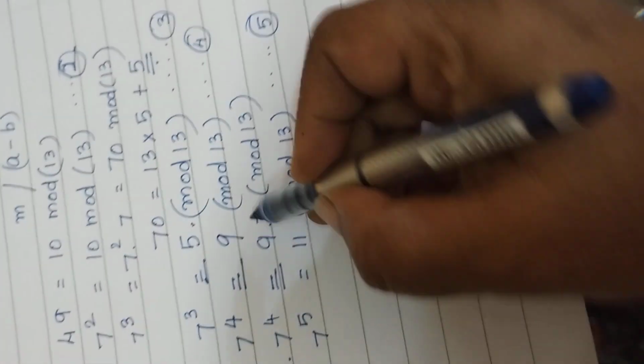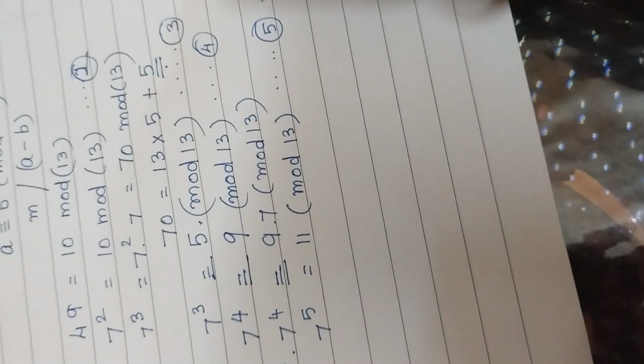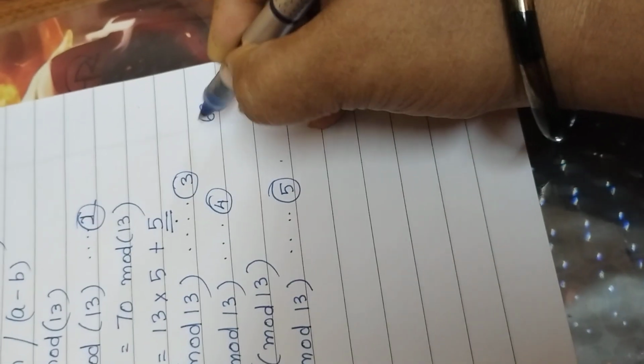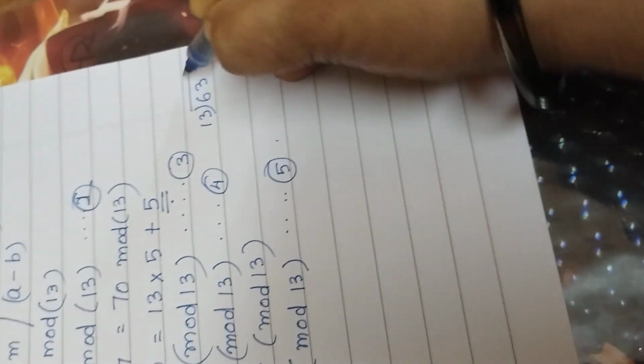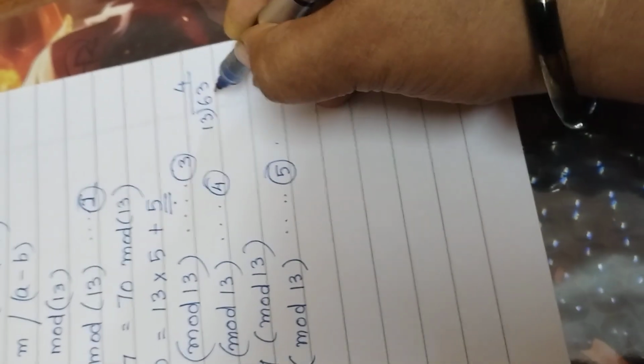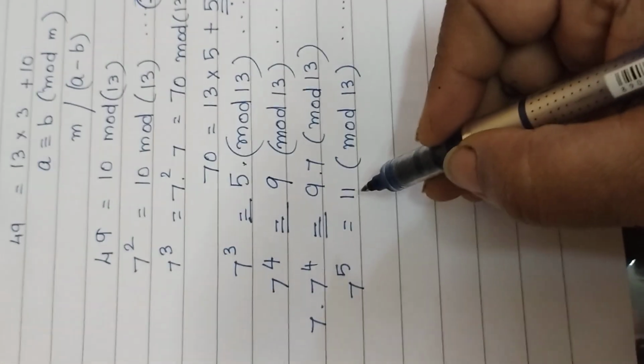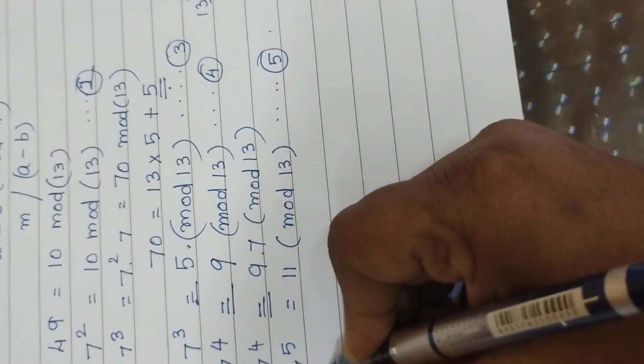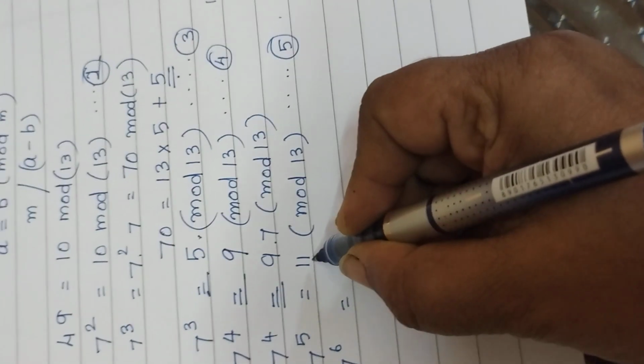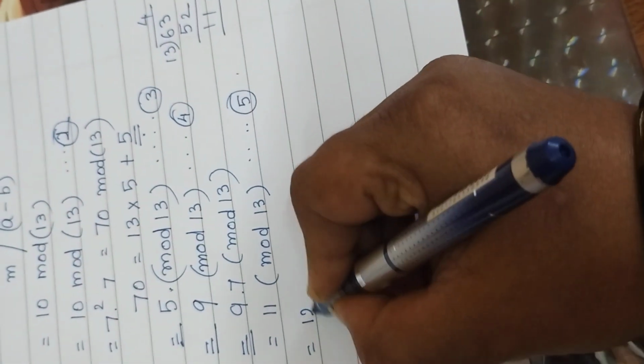Okay. So to be clear, 9 7s are 63. So 63 I am dividing by 13. So 13 4s are 52. If I subtract, I get 11 as the remainder. So I am taking the remainder to the equation. So similarly, if I do 7 power 6, this will be 77 and I can divide 77 by 13 and I will be getting a remainder of 12.